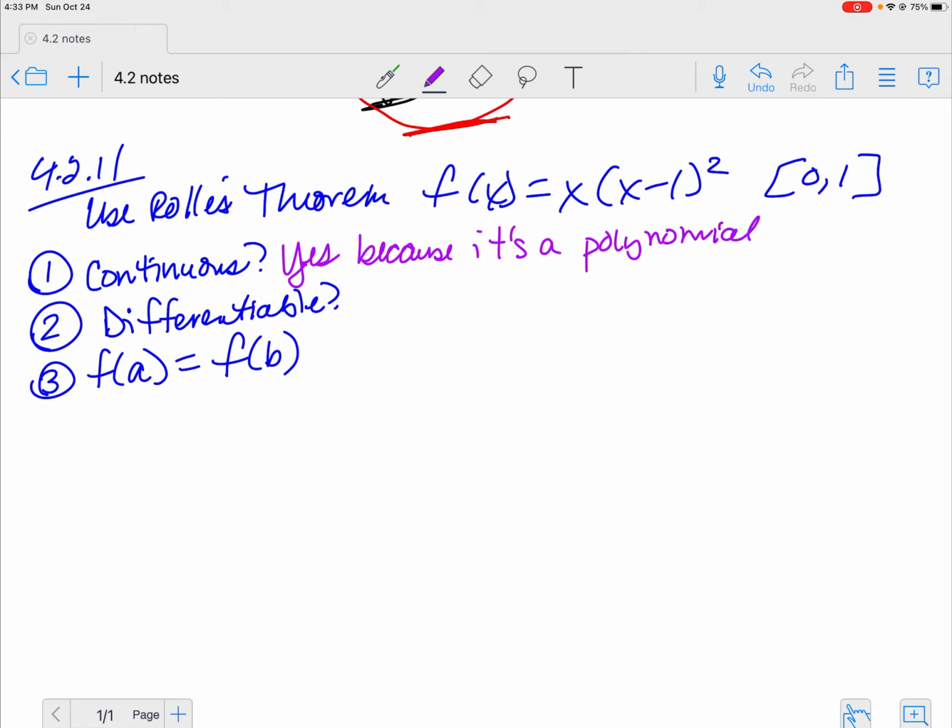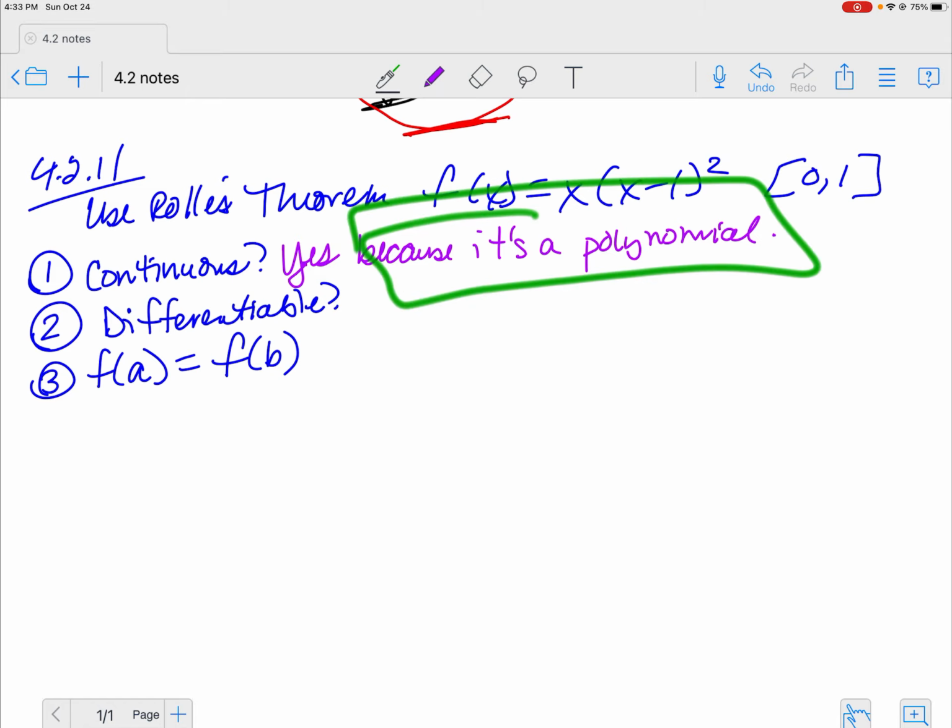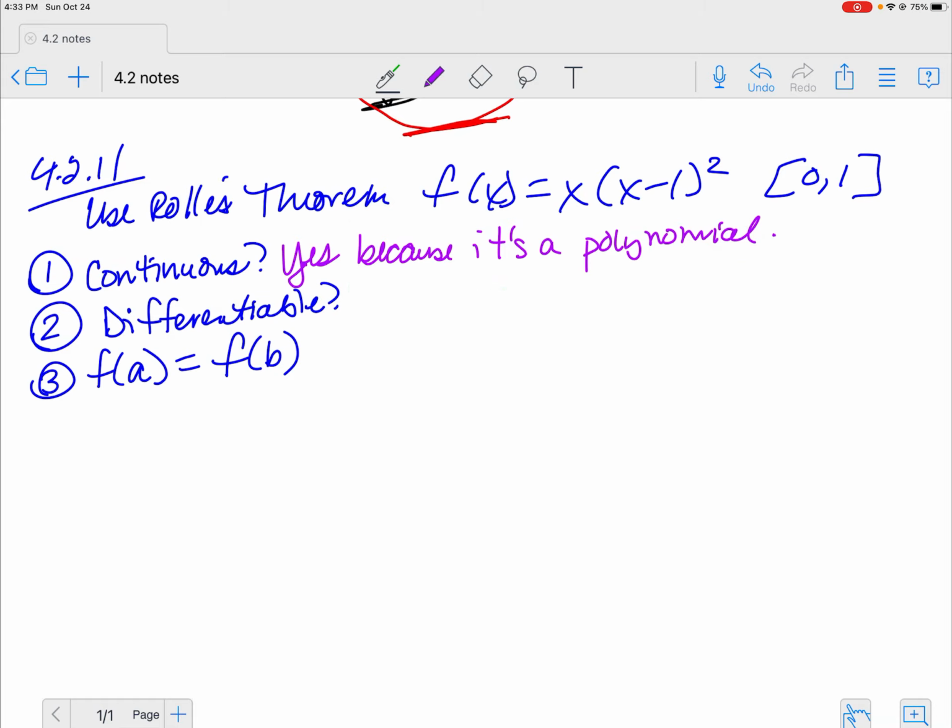Now, here's the deal whenever it comes to this. Just because I don't want you giving me some Pavlovian response, yes, yes, without having any clue of why you're saying it, you have to give me a reason. You have to give me a reason, not because Rolle's theorem dictates it, but because I do.